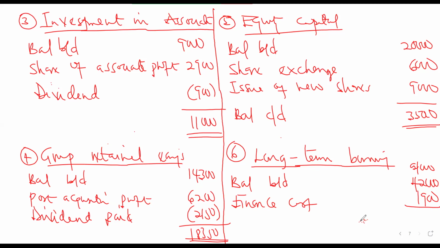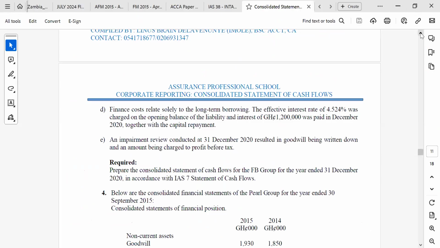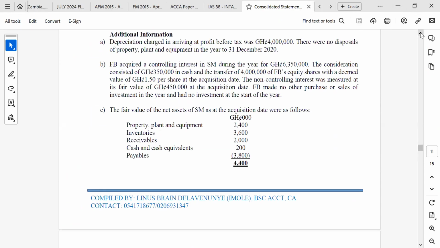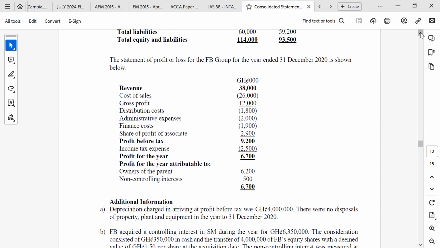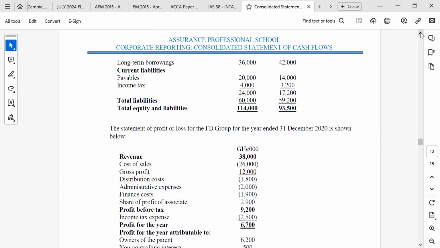What's supposed to be the closing balance? 43,900. Okay, but let's go to the statement of financial position and get the figure that we are having there. What is the closing balance that we are having there? We're having 36,000.